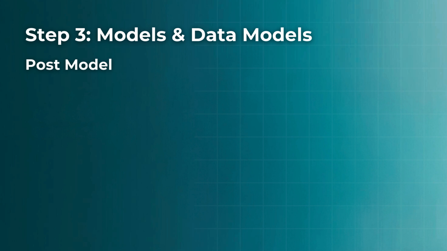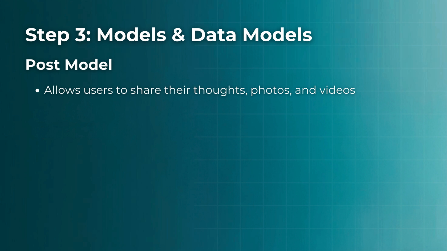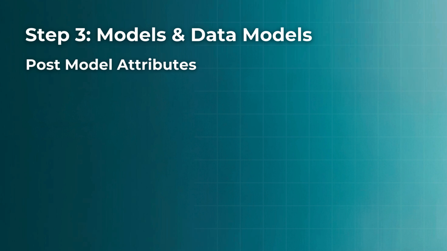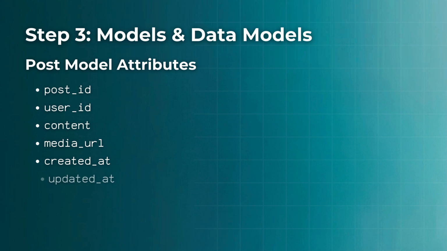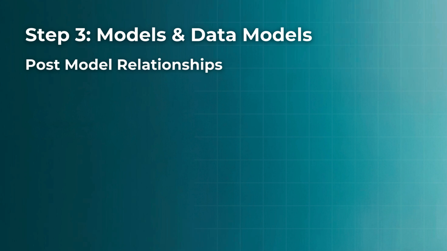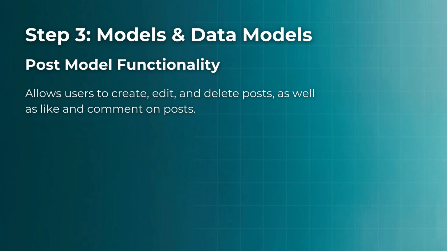Next, the post model. This is where all the content gets created. The post model allows users to share their thoughts, photos, and videos. The post model's key attributes are a unique ID for each post, links to the user model, the text of the post, the URL for any media like images or videos, the timestamp when the post is created, the last time the post was updated, and finally, a flag to mark if the post is public or private. This model has relationships with the user, the creator of the post, the comments and likes, and its main functionality is allowing users to create, edit, and delete posts, as well as like and comment on posts.